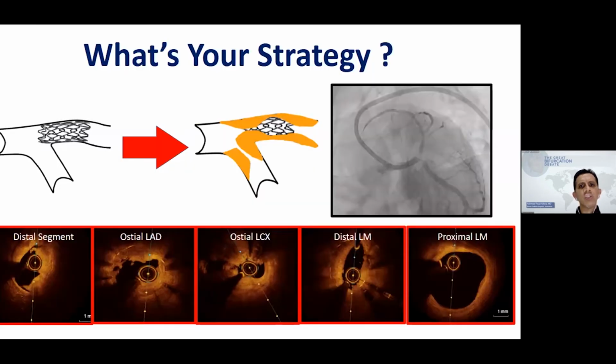So what's your strategy regarding nailing the stent at the ostial LAD and hanging at the left main? And this is afterward, there is some diffuse disease involving the ostial LAD and ostial circumflex. So please share your strategy.